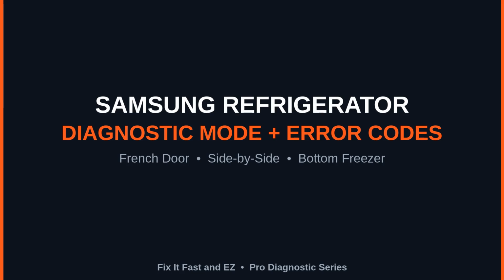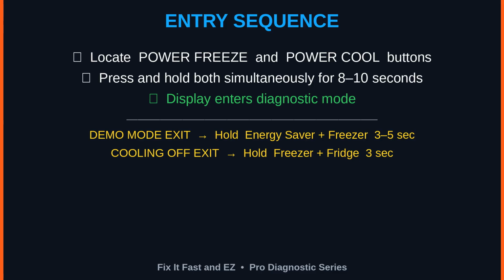This is Samsung refrigerator diagnostic mode and error codes. Full tech reference. To enter diagnostic mode, locate the Power Freeze and Power Cool buttons on the control panel. Press and hold both simultaneously for 8 to 10 seconds. The display will enter diagnostic mode. From there you can scroll to run temperature sensor tests, compressor tests, and defrost heater tests.